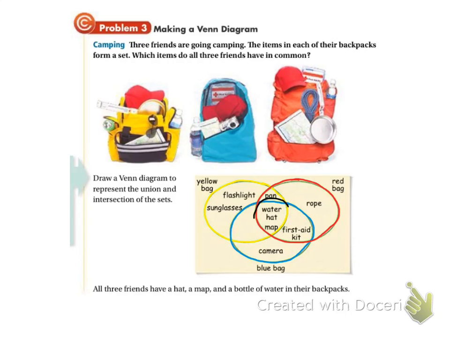If I look in the middle here, this is where blue, red, and yellow all meet. So they all brought water, they all brought a hat, and they all brought a map. Over here, red's the only person that brought rope. Again, red and yellow both brought a pan. Over here, red and blue both brought a first aid kit. And blue over here is the only person to have brought a camera.